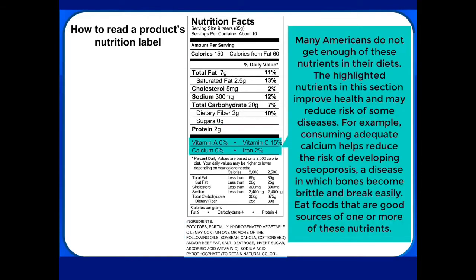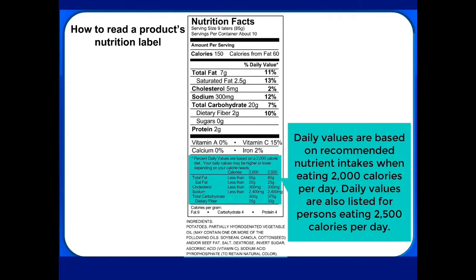Many Americans do not get enough of these nutrients in their diets. The highlighted nutrients in this section improve health and may reduce risk of some diseases. For example, consuming adequate calcium helps reduce the risk of developing osteoporosis, a disease in which bones become brittle and break easily. Eat foods that are good sources of one or more of these nutrients.